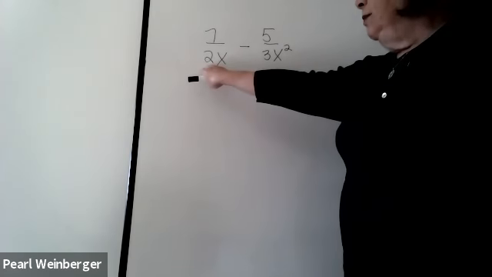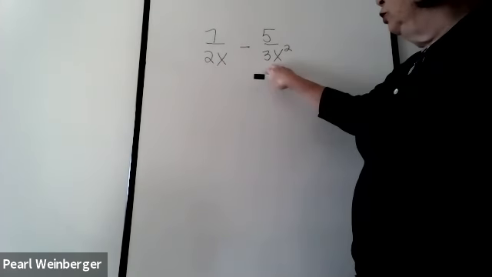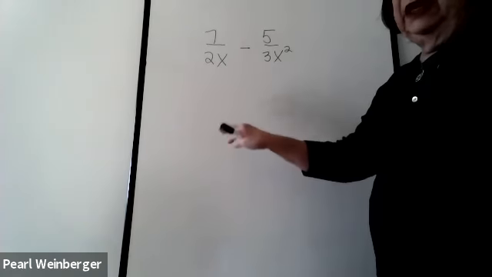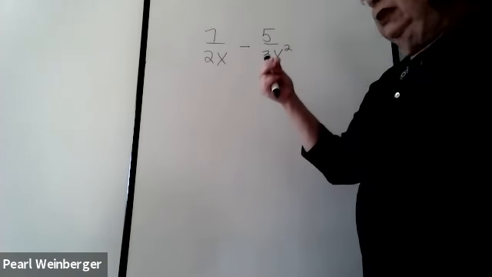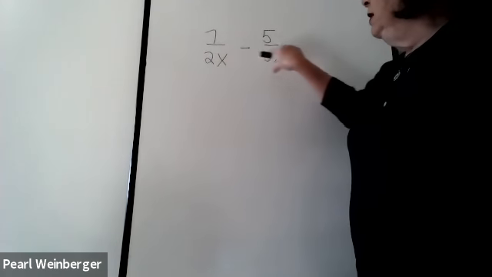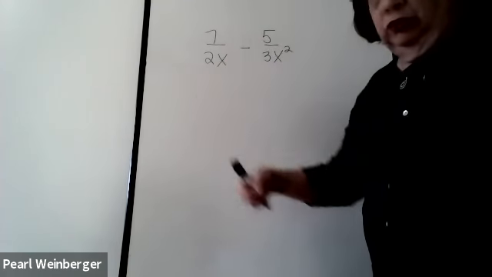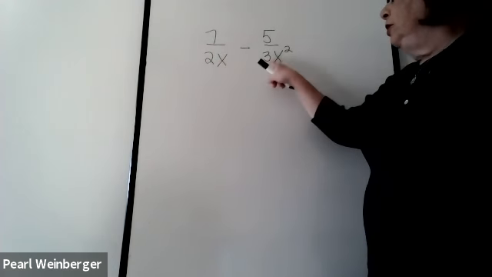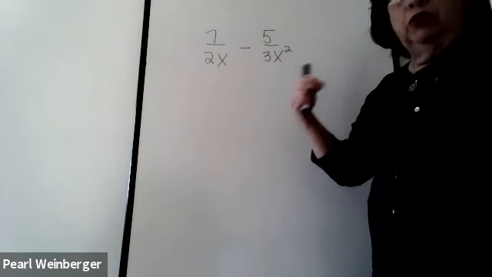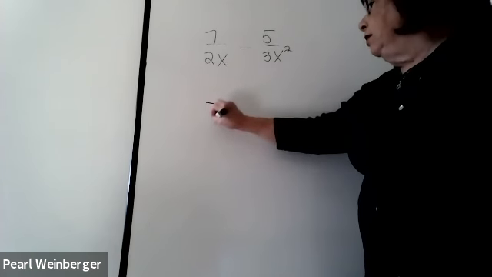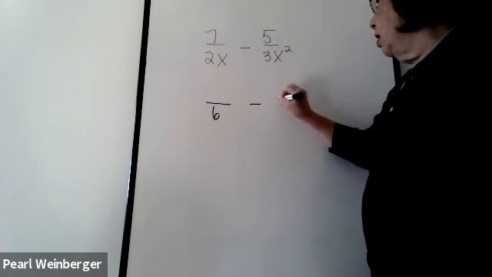Now, if I look at my 2x and my 3x squared, if you recall what I said in terms of finding the common denominator, you're trying to find a number that both of the denominators will divide into. So first I look at the coefficients, the 2 and the 3. The number that both 2 and 3 go into evenly happens to be 6. I think everybody could figure that one out.